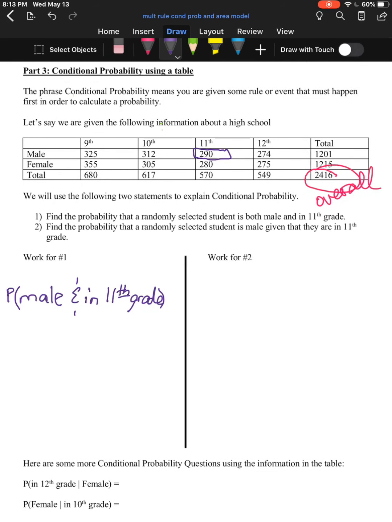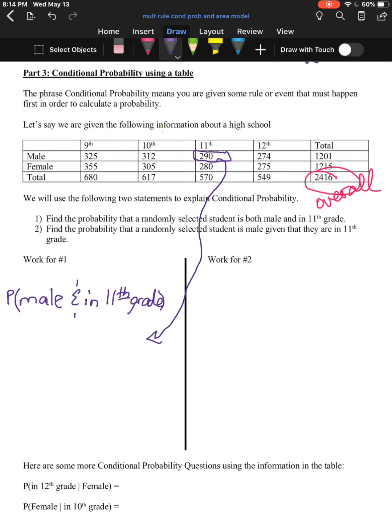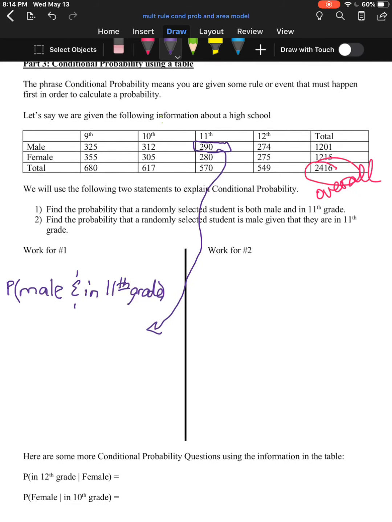So the probability that a person is male and in the 11th grade takes the number of known males and 11th graders that we have, the favorable outcomes, and you place that over the overall, which is 2416. Taking a calculator to it to do 290 divided by 2416, you arrive at 0.12 approximately, which is about 12%.